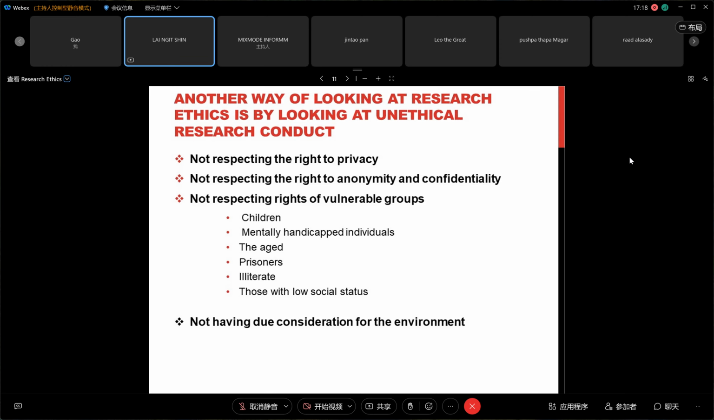Not respecting the rights of vulnerable groups is also controversial. These are people who are very vulnerable, like children, mentally handicapped individuals, the aging, the prisoners, the illiterate, and those who have lost their senses. Why? Because these people usually cannot protect themselves. Usually they don't have enough information. They are usually quite easy to exploit, because we are scientists, and sometimes we think we can exploit all this kind of thing.